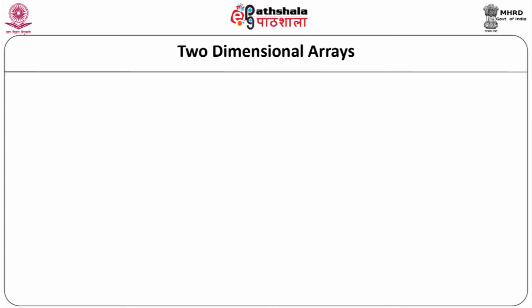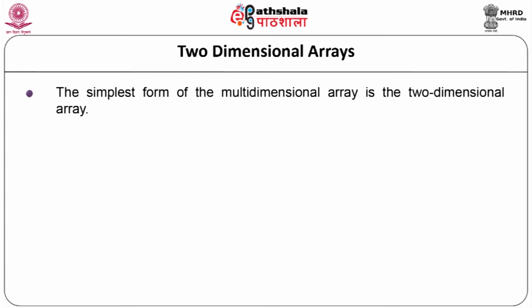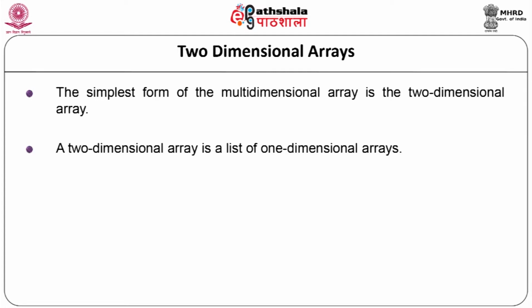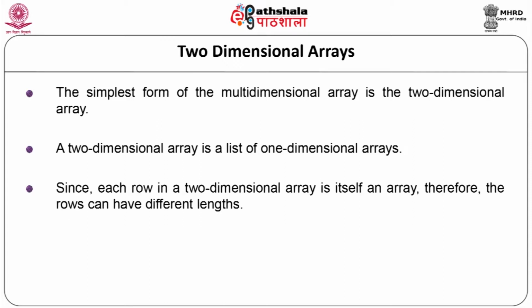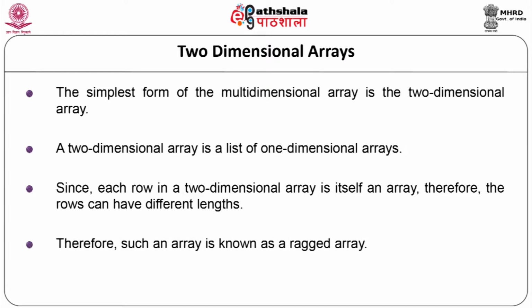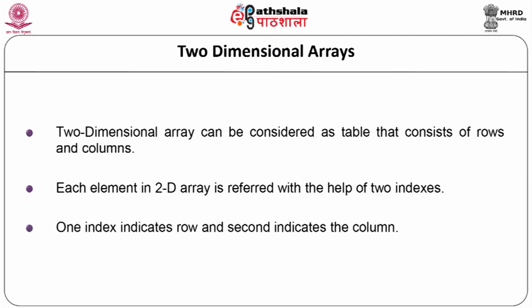Now let us look at two-dimensional arrays. The simplest form of the multidimensional array is the two-dimensional array. It is a list of one-dimensional arrays, since each row in a two-dimensional array is itself a one-dimensional array. Therefore, the rows can have different lengths, and such an array is known as a ragged array. A two-dimensional array can be considered as a table that consists of rows and columns. Each element in a 2D array is referred to with the help of two indexes. One index indicates the row and the second indicates the column.